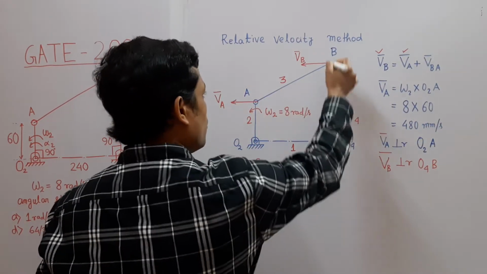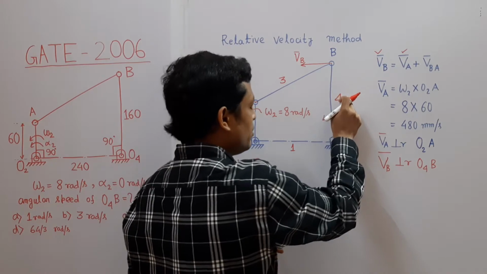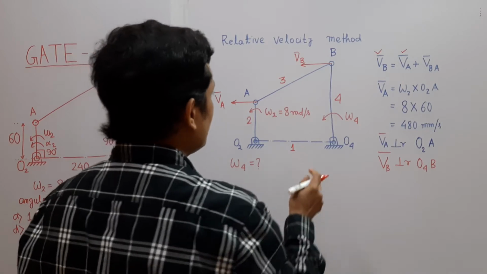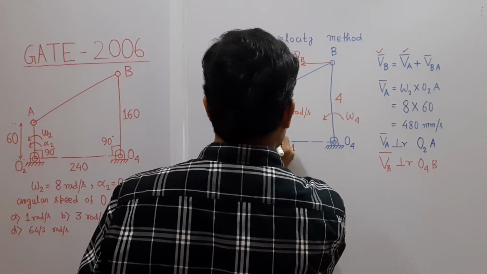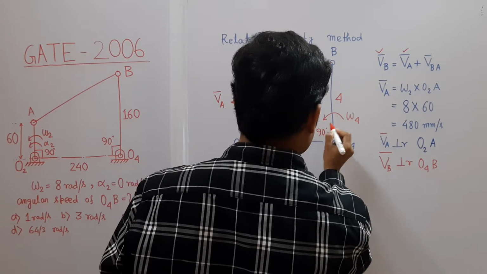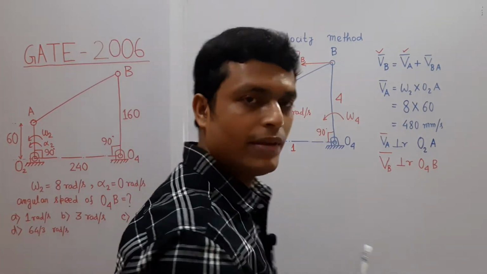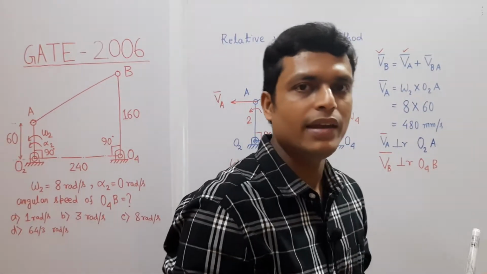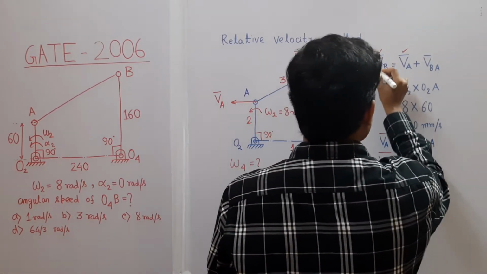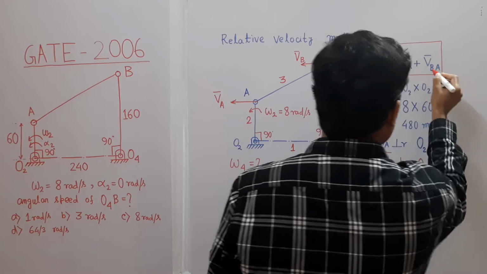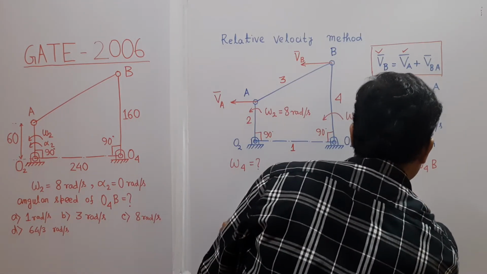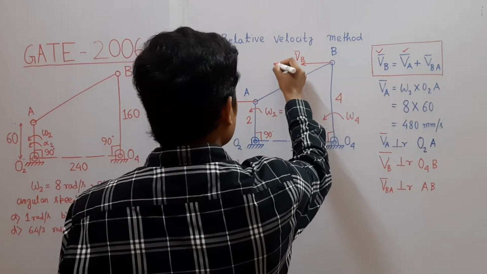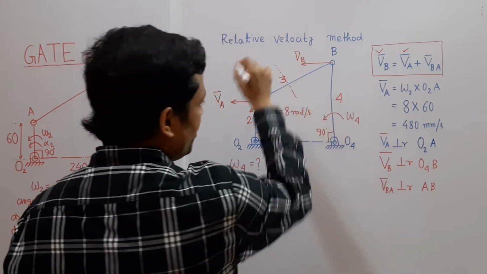Vb is perpendicular to O4B because point B lies on link number 4, which has a pure rotation about O4. So both these angles are 90 degrees. Both are perpendicular to the fixed link. So the direction of Va and Vb is the same. So Vb and Va are in the same direction, and you have to satisfy this equation where Vba is perpendicular to AB, that is the direction of Vba.